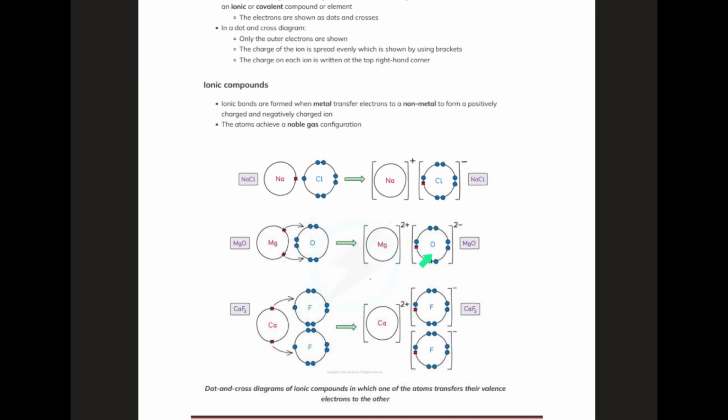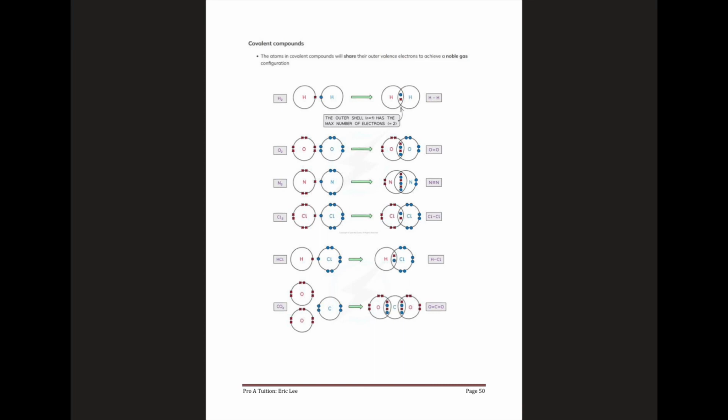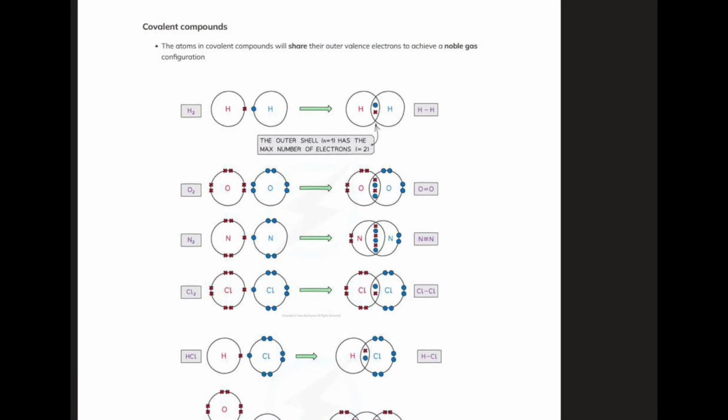Magnesium oxide, put the charge here. Calcium fluoride, you can see we put the charge here. So 2 fluoride. Okay, so these are how we draw the cross and dot diagrams for ionics. Then for covalent, so how we draw, you can see the sharing of electrons over here.